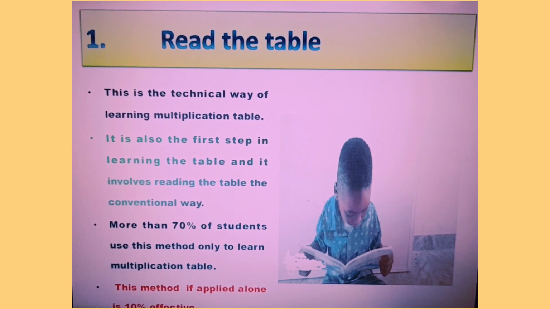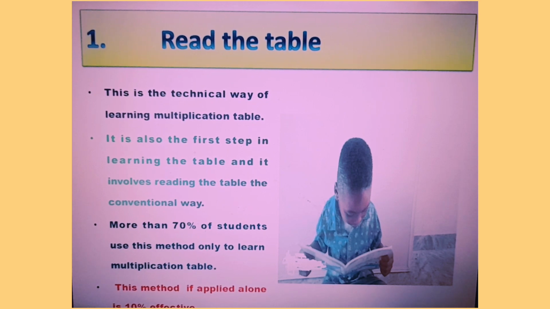I can see it is written in red. This method, if applied alone, is only 10% effective. You can see this pupil trying to read the multiplication table. Whatever you read, you only remember 10% of it. But of course, you have to read the table first, because that is the first step.